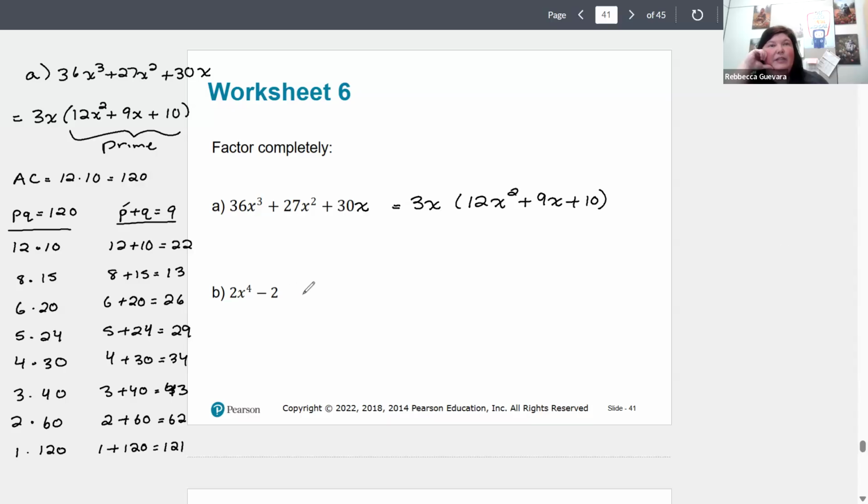Now, with b, we instantly see we can factor out a 2 from both numbers, and we're going to be left with an x to the fourth minus 1. Well, we have a square and a square because x squared squared would give me x to the fourth, and 1 is technically 1 squared. So we do have a difference of squares. So this is 2 times x squared plus 1 times x squared minus 1.